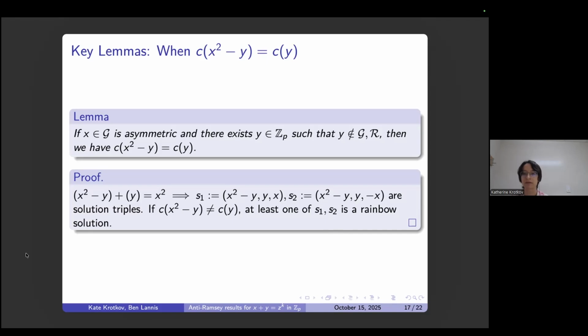solutions. If the color of y is the same as the color of x, then S2 is a rainbow solution. Or sorry, the color of x squared minus y, rather, because the color of y is already defined. And if the color of x squared minus y is the same as the color of minus x, then S1 will be a rainbow solution. So the only way to deal with the situation is for them to be equal.